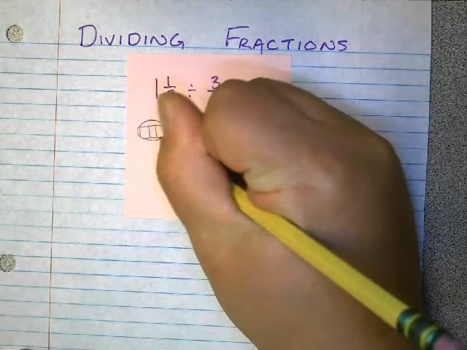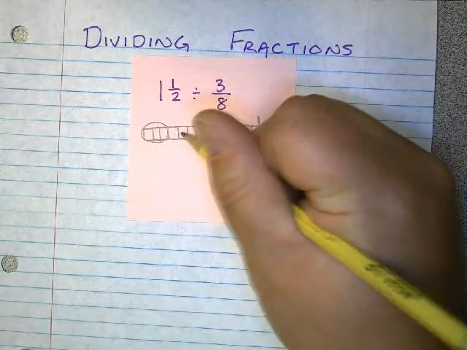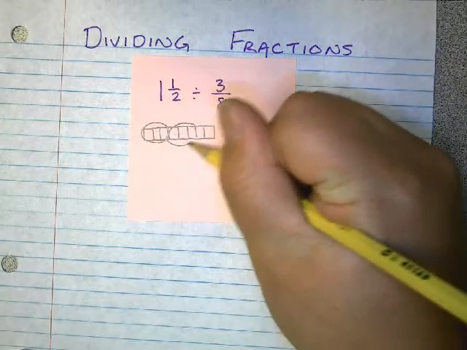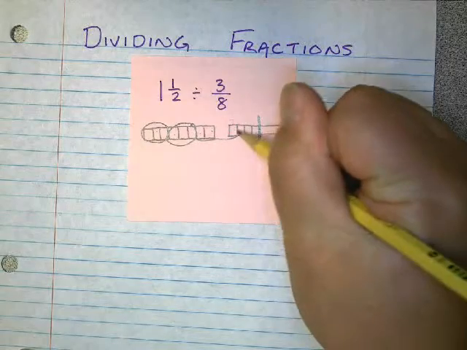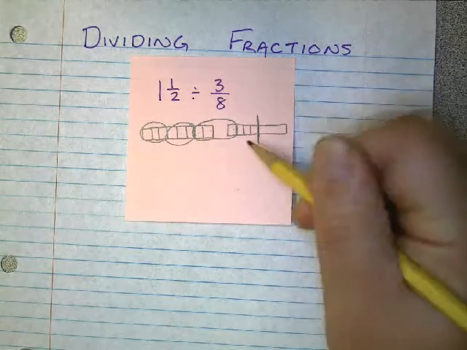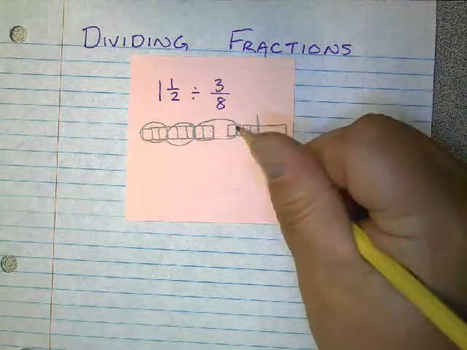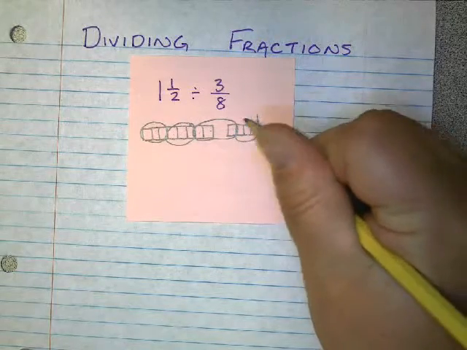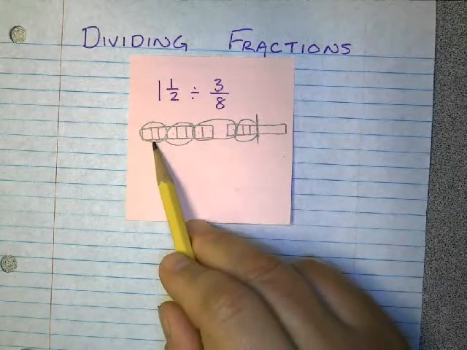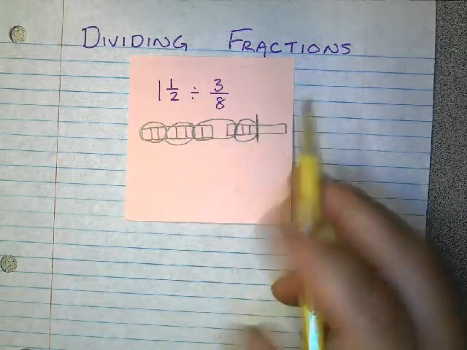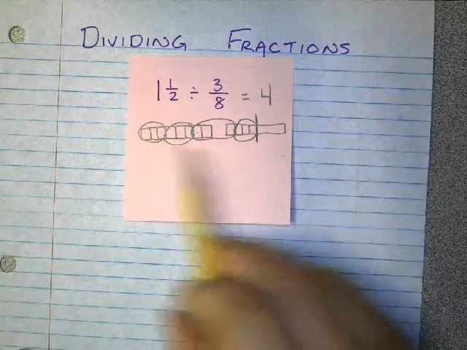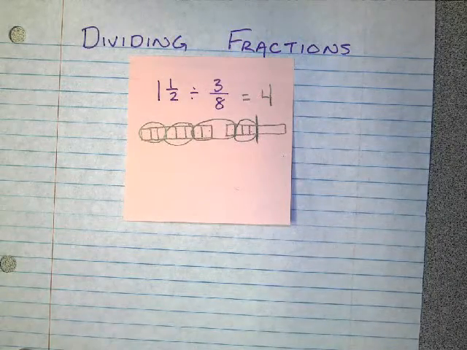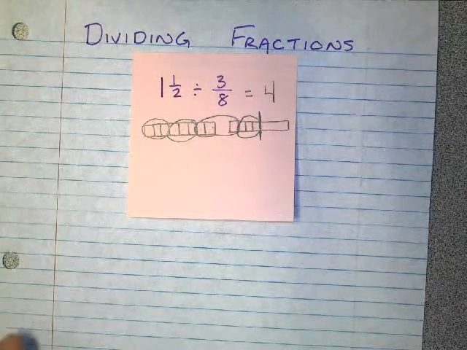So I'm looking at it. I have 1, 2, 3. All of these are going to be part of 1. 1, 2, 3. All of these are part of 1. 1, 2, oh, I have to go over. That's all right. All of those are part of 1. 1, 2, 3. And all of those are part of 1. So the answer is 1, 2, 3, 4. My answer would be 4. I can get 4 3/8 in 1 1/2.